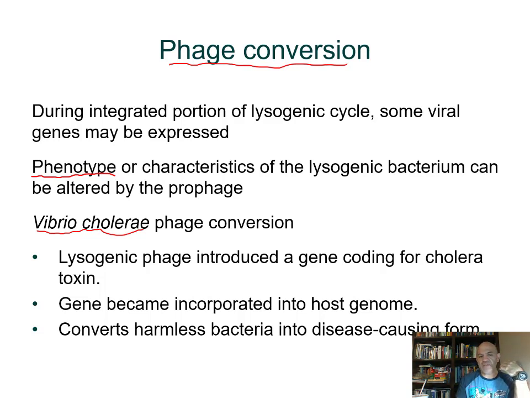But it's been discovered that there's a virus called CTX, and I think the Greek letter is phi. That's the name of the virus. It has a gene in there that produces the cholera toxin. The CTX gene produces this toxin, which changes the phenotype, making the bacteria pathogenic when normally it's not. So this is what phage conversion is. It just changes the phenotype from a harmless bacteria to one that can cause disease.